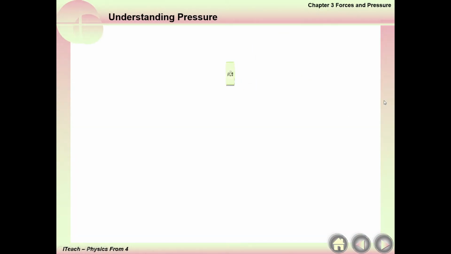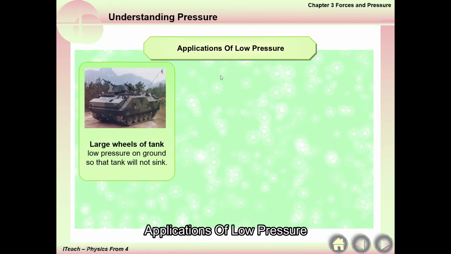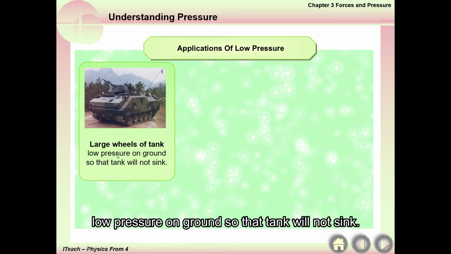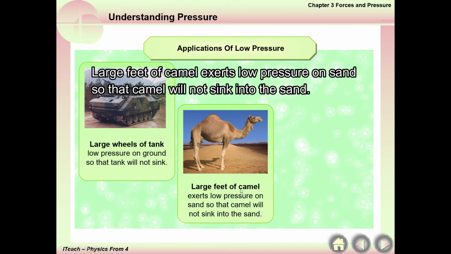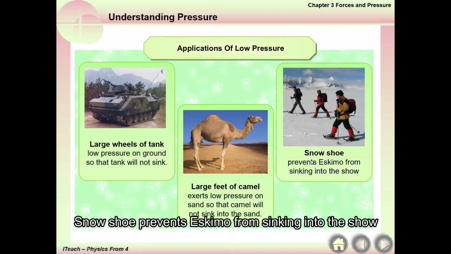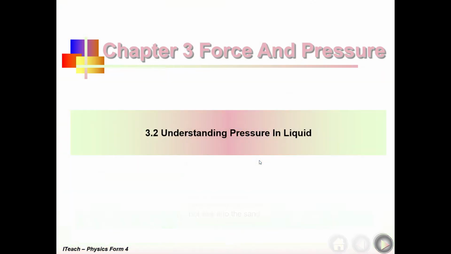Okay. Next, application of low pressure, for example the large wheel of a tank: low pressure on the ground so that the tank will not sink. Large feet of a camel exert low pressure on sand so that the camel will not sink into the sand. Okay. Next, like a snowshoe, it prevents the Eskimo from sinking into the snow.